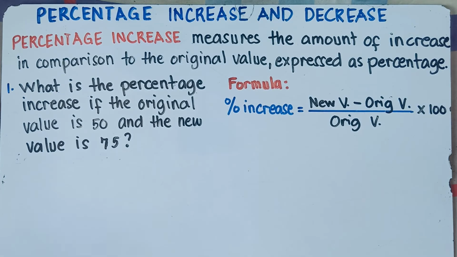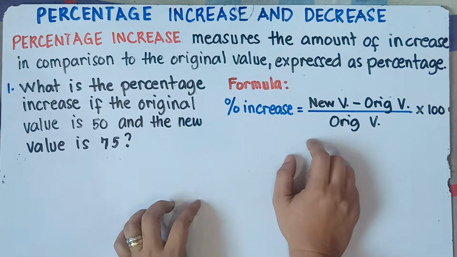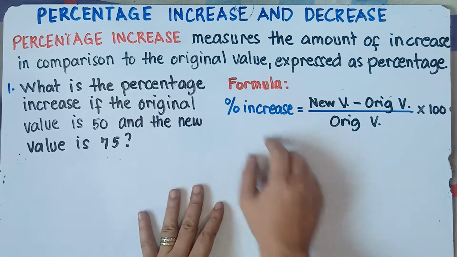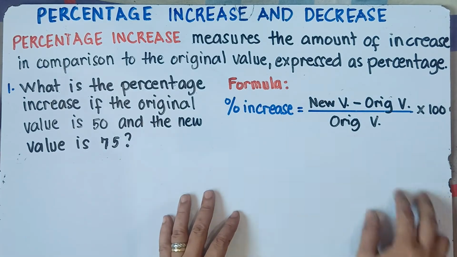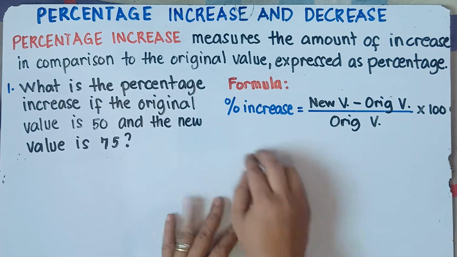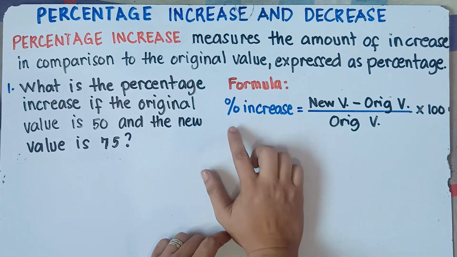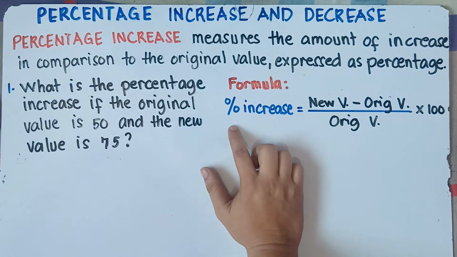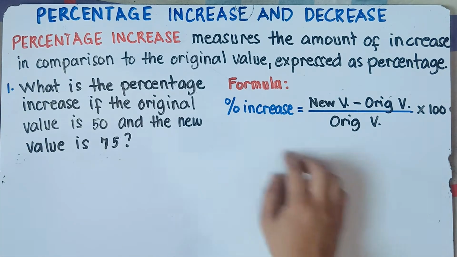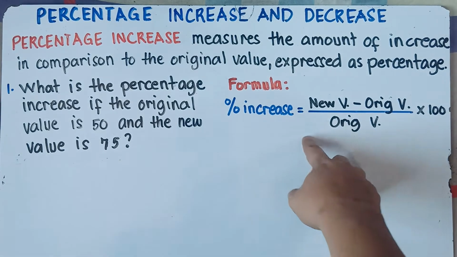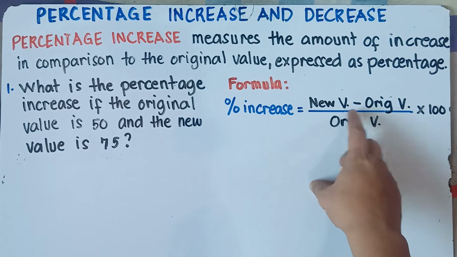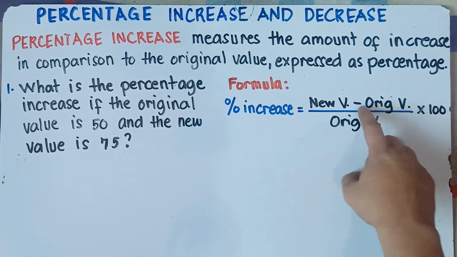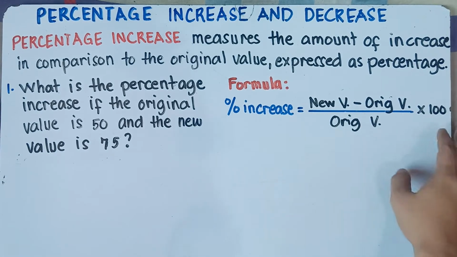Now, what is percentage increase? Percentage increase measures the amount of increase in comparison to the original value, expressed as a percentage. And this will be the formula of percentage increase. I will just write the symbol since we don't have enough space. So percent increase equals new value, where V here represents the value, new value minus original value, divide by original value, times 100.